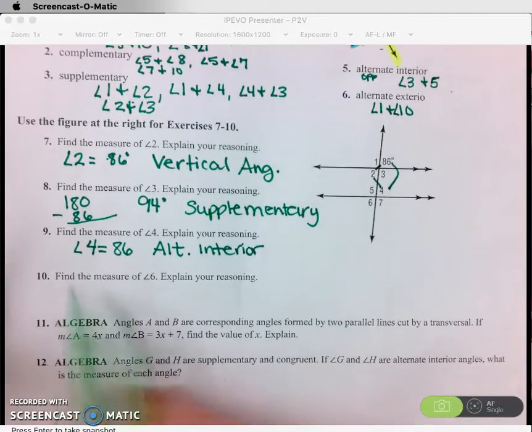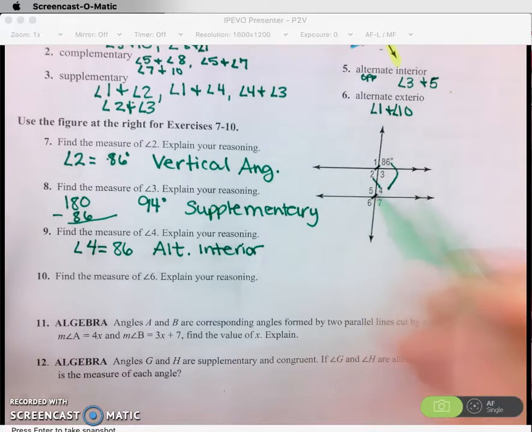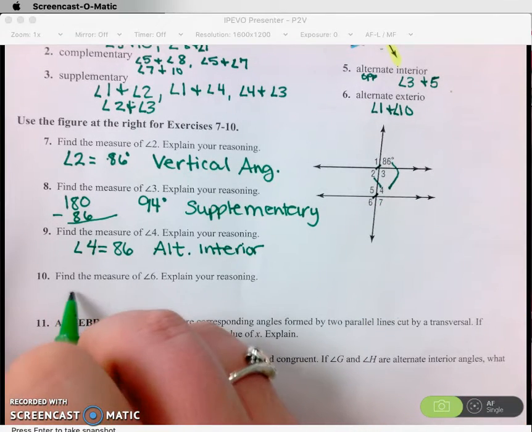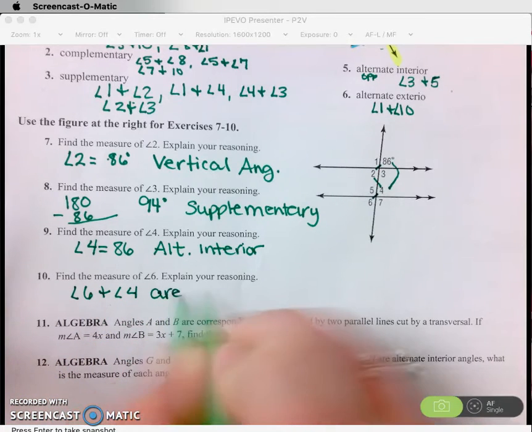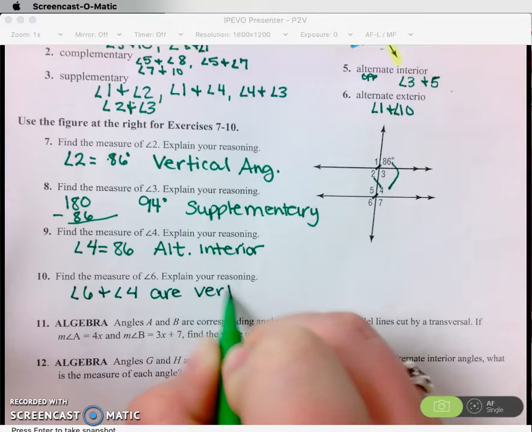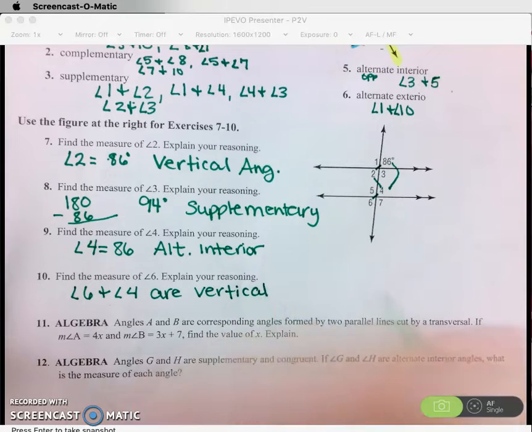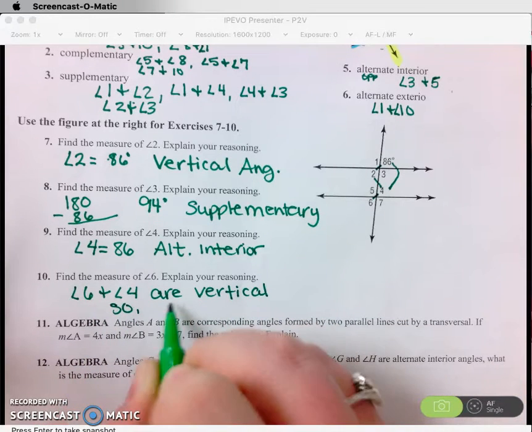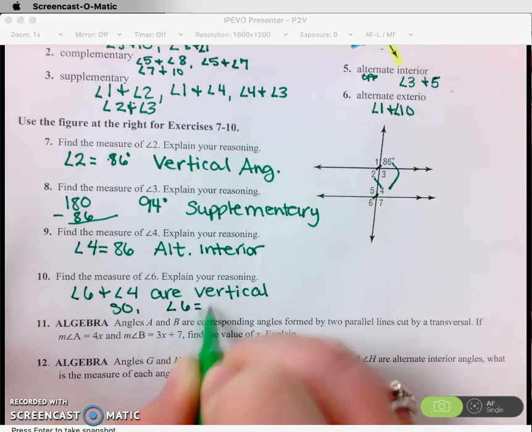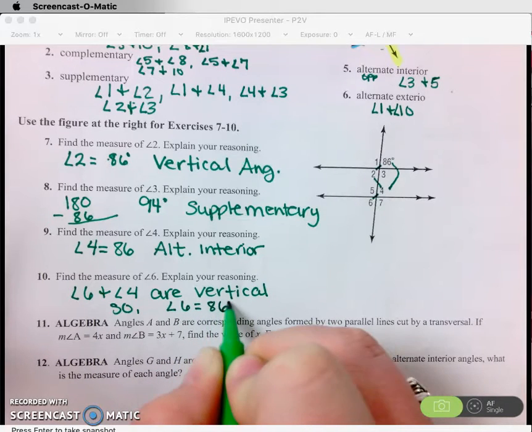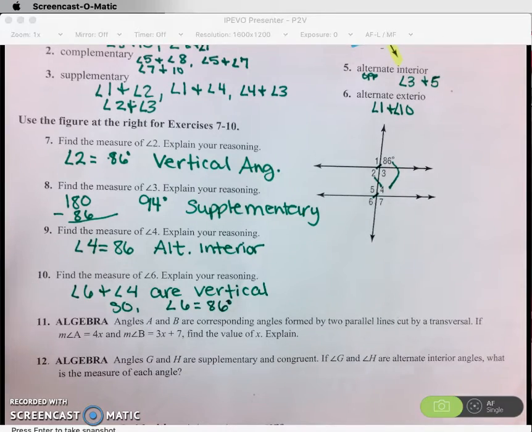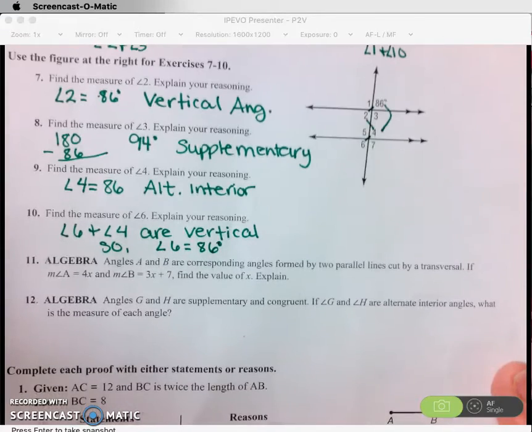Okay, the measure of angle 6, well, that's going to be a vertical angle to 4. So angle 6 and angle 4 are vertical. So angle 6 is equal to also 86 degrees.